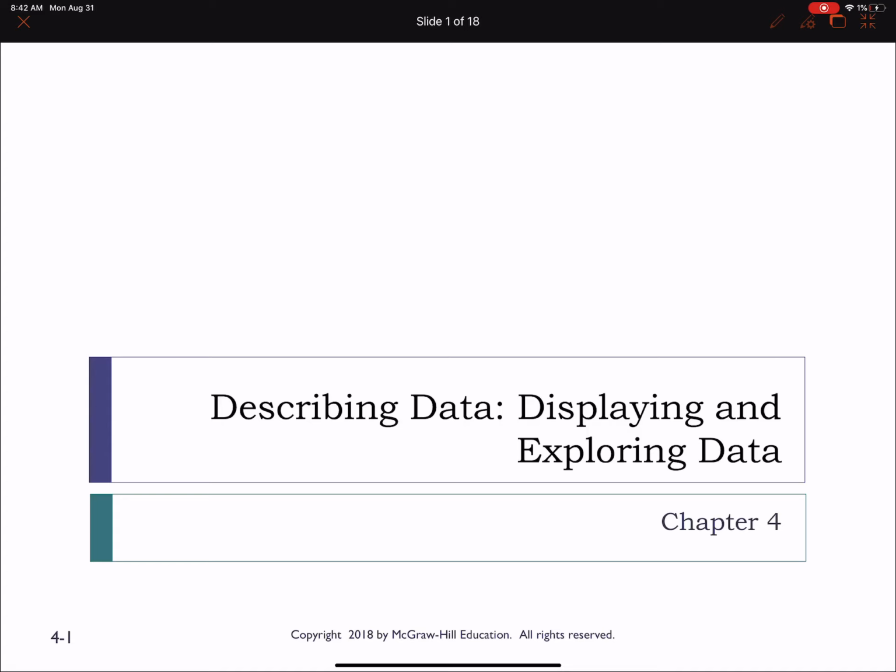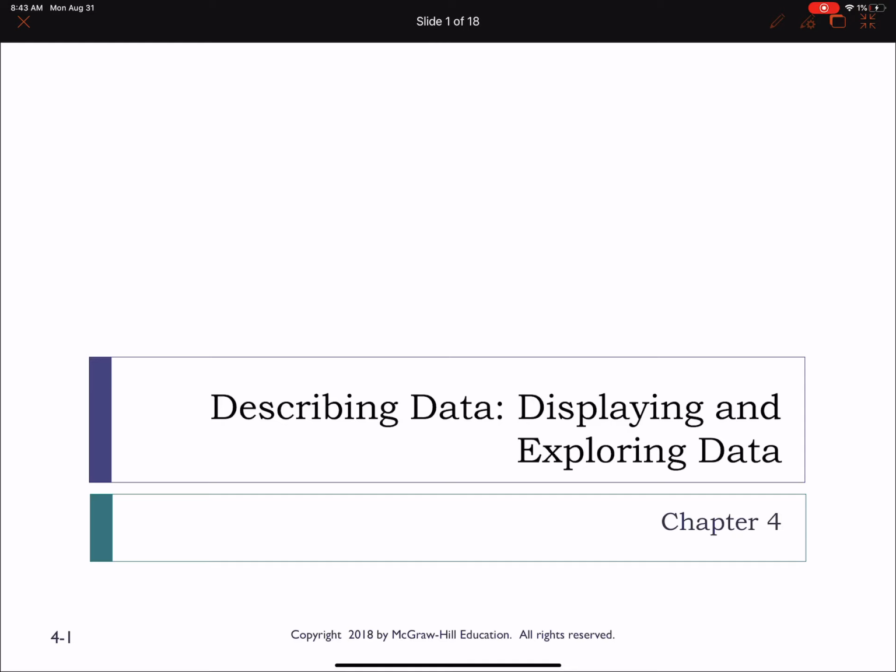This is going to be the Chapter 4 overview lecture going through the PowerPoint slides. And then later on, I will also make sure that I have some additional examples. There is some math involved, some calculations, of course, in this chapter also. And so I will provide some additional examples for you guys to look at.